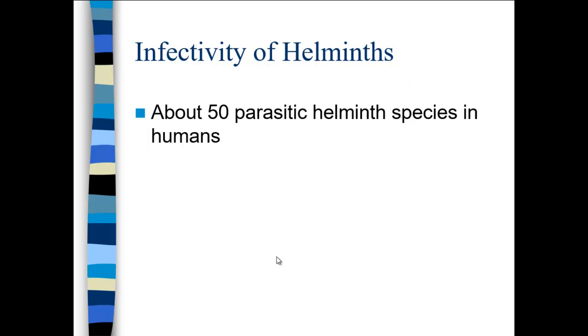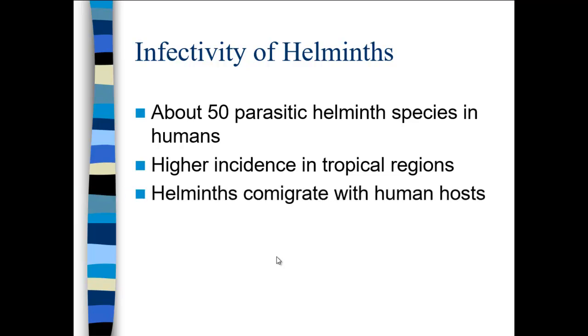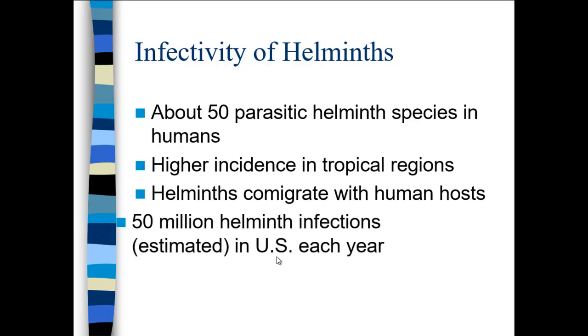And there are about 50 parasitic helminth species known to infect humans. Helminths do not survive well in cold environments, so you see them in tropical regions. And they co-migrate with human hosts. So if somebody has an infection of pinworms and they go into a colder region, then they can co-migrate. You can have an outbreak in a colder region because the human hosts are carrying them and are acting like pseudo vectors as they migrate.